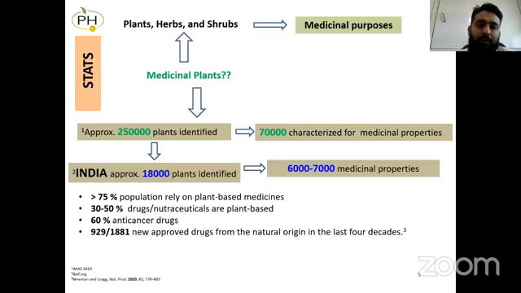And 30 to 50% of drugs and nutraceuticals are plant based. More than 60% of anti-cancer drugs have originated from plants, directly or indirectly. And if we talk about the last 4 decades, there have been 929 newly approved drugs out of nearly 2,000 drugs, which means the ratio is 50%. So nearly 50% of the drugs are from natural origin.